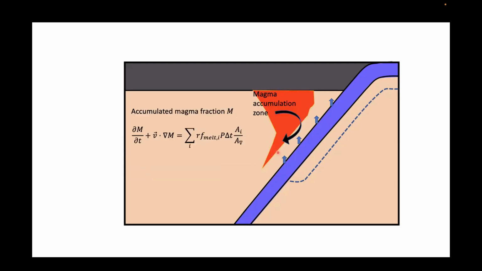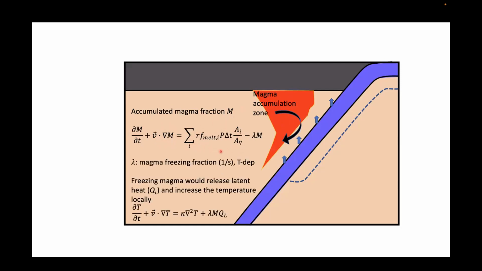And we can accumulate the magma over time. The magma fraction at each location is a capital M. So the change of the magma fraction can be due to transportation and also the generation of new partial melt. And in addition, we have to deal with the freezing of the magma. We assume this freezing is like an exponential decay, and this decay constant is temperature dependent. When the temperature of the region is cold, the decay will be faster. And when the temperature is high, the decay will be slower.